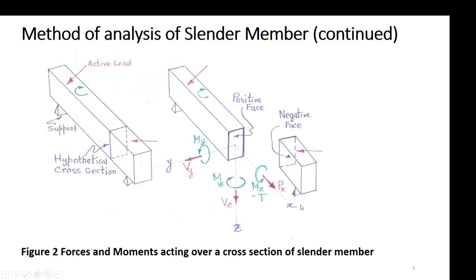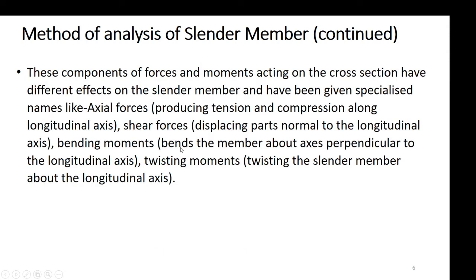So next, our intention is that these components of forces and moments acting on the cross section have different effects on the slender member, as we understand, and have been given specialized names: the axial force, which produces tension and compression along the longitudinal axis; shearing forces, displacing parts normal to the longitudinal axis; bending moments, which bend the member about the axis perpendicular to the longitudinal axis; and twisting moments, which twist the slender member about the longitudinal axis. I know that these descriptions are difficult for you to conceive. We will see through diagrams.